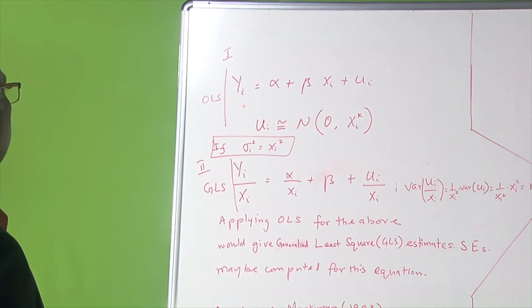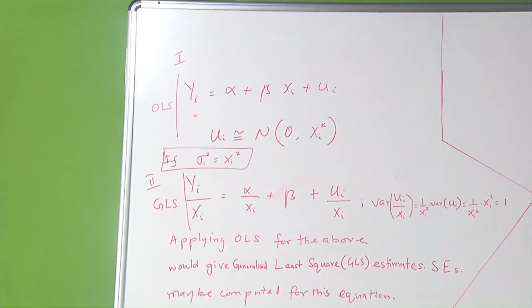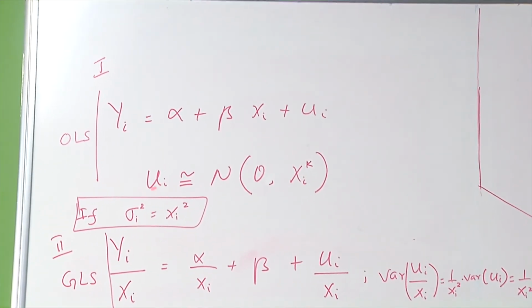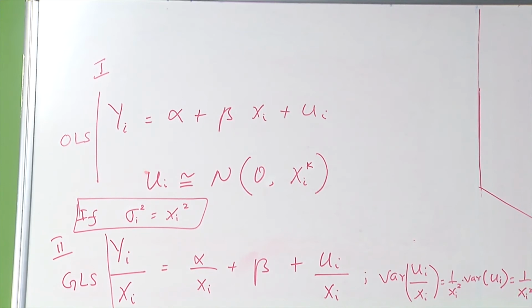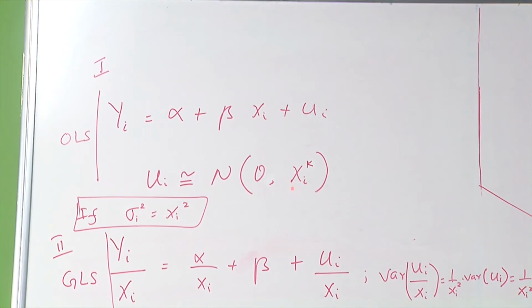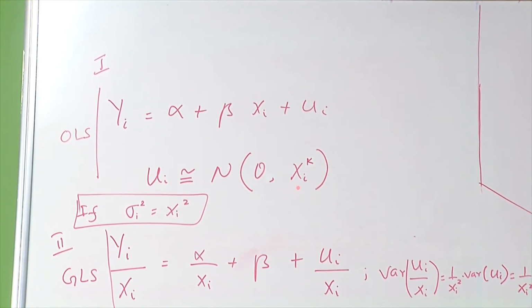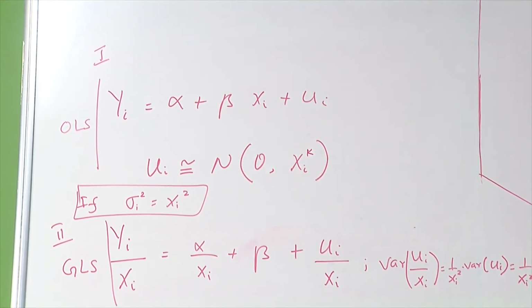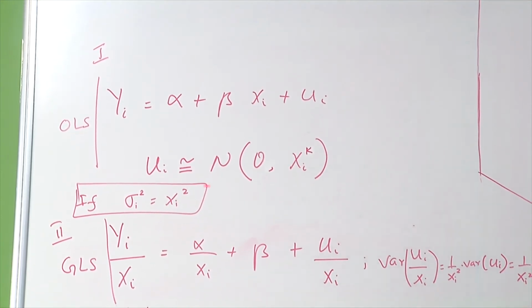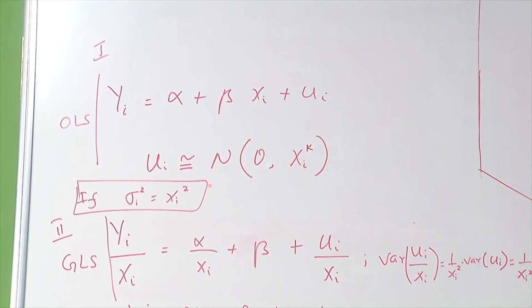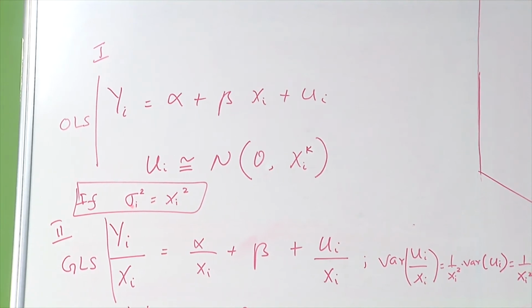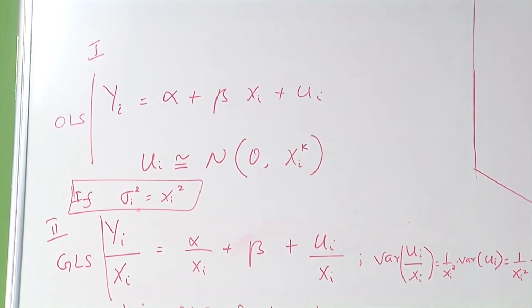This is the OLS, the regression model with heteroscedastic stochastic error term, because ui follows a normal distribution with zero mean and xi to the power k variance. If this is known, let us take one specific example, k is equal to 2. That means sigma i square is equal to xi square.